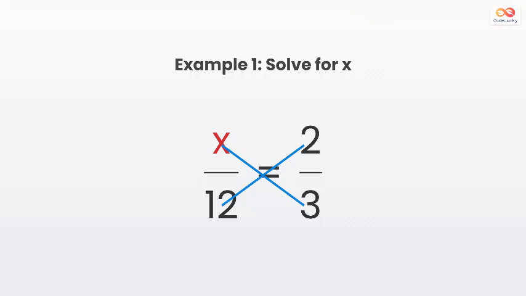Let's try an example. We have x/12 equals 2/3. We need to find the value of x. We start by identifying our diagonal pairs to cross-multiply.